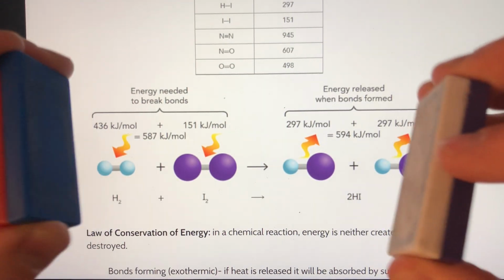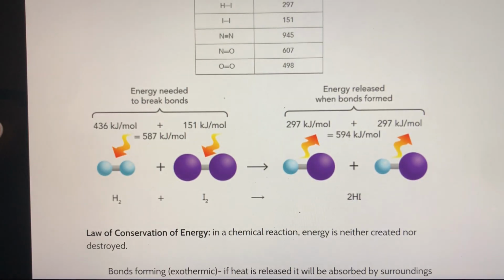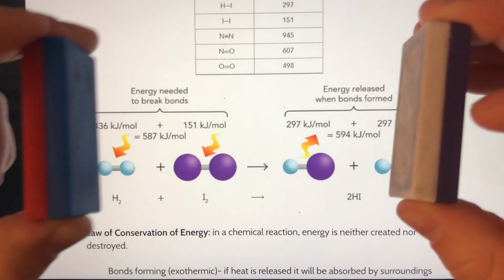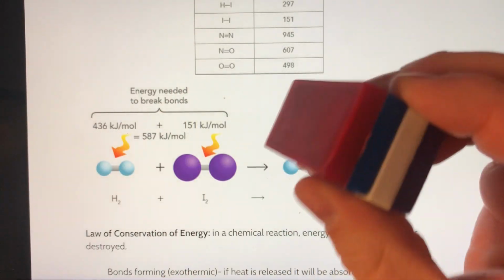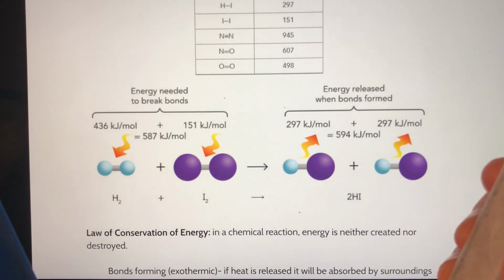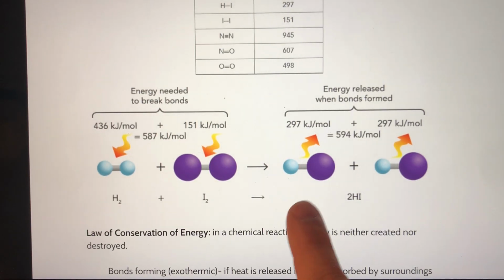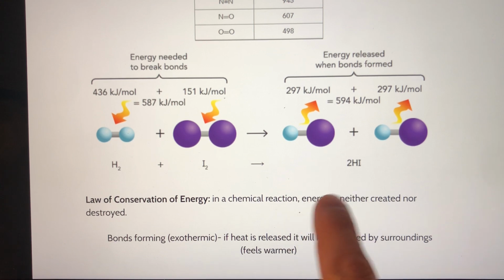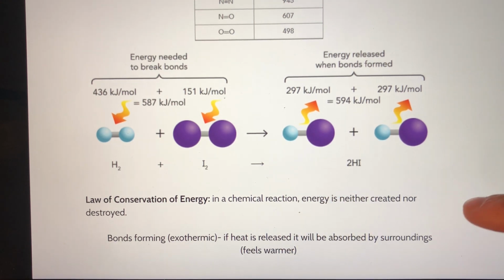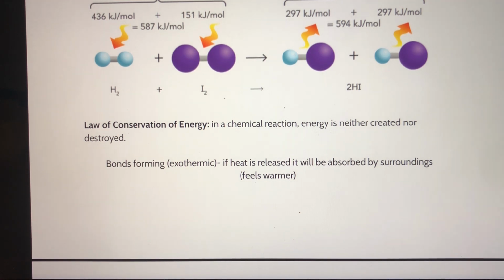It's like I had to take my breakfast this morning to fuel my muscles to pull this apart. It takes energy to break it apart, and when bonds are formed, they release that energy. If you use this analogy to comprehend what is happening, it'll start to make sense. I have to break these bonds apart, and then they'll rearrange themselves and form new bonds, and now you're forming hydrogen iodide.